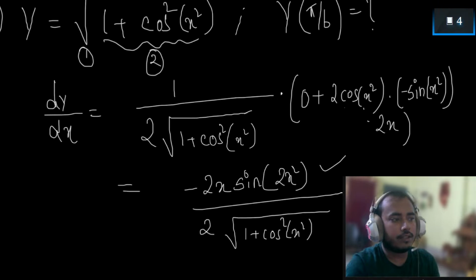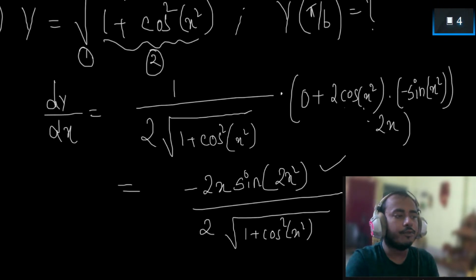So this question was y equals root over of 1 plus cos square of x square, and we basically had to find dy by dx, and then it's just easy to find the value of y prime of pi by 6 once you get the derivative. And I will just explain this one more time here.